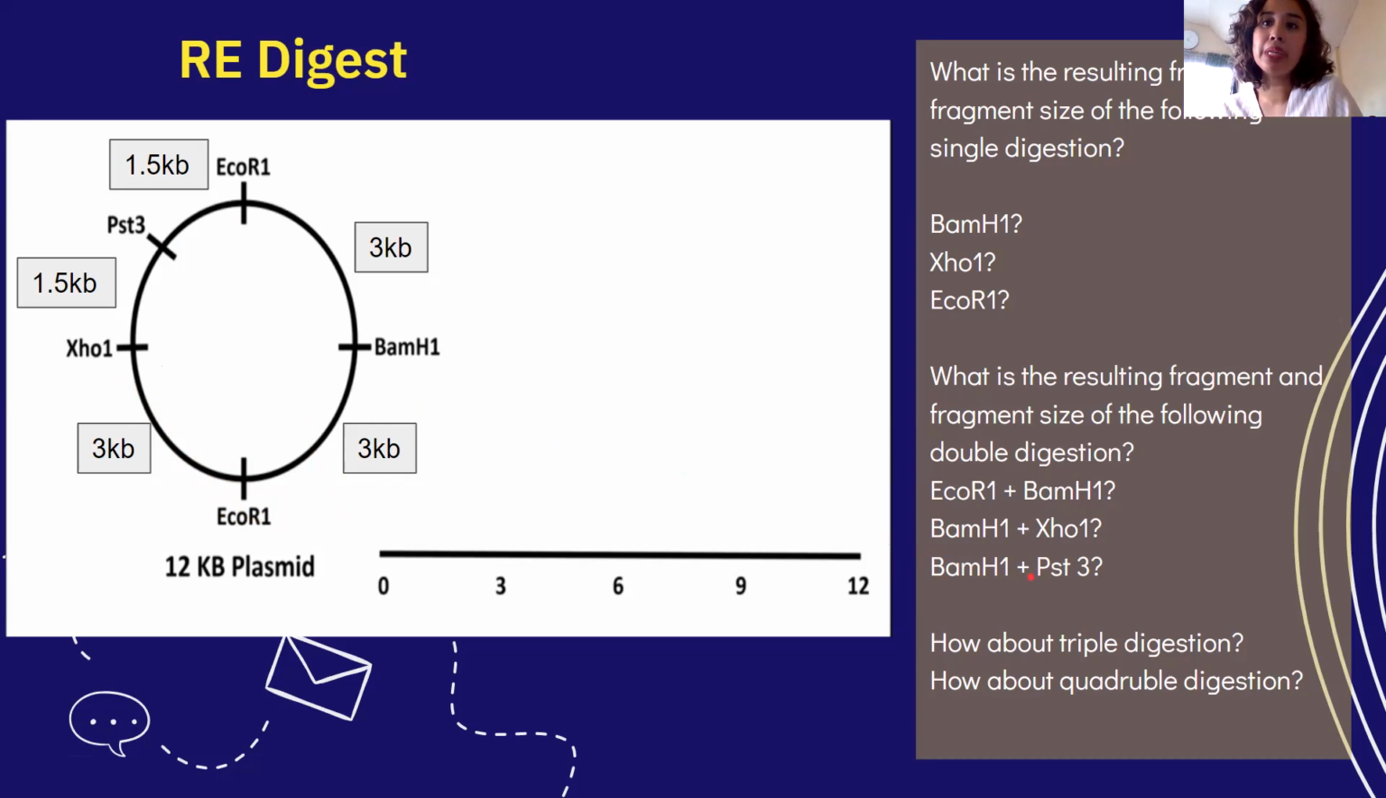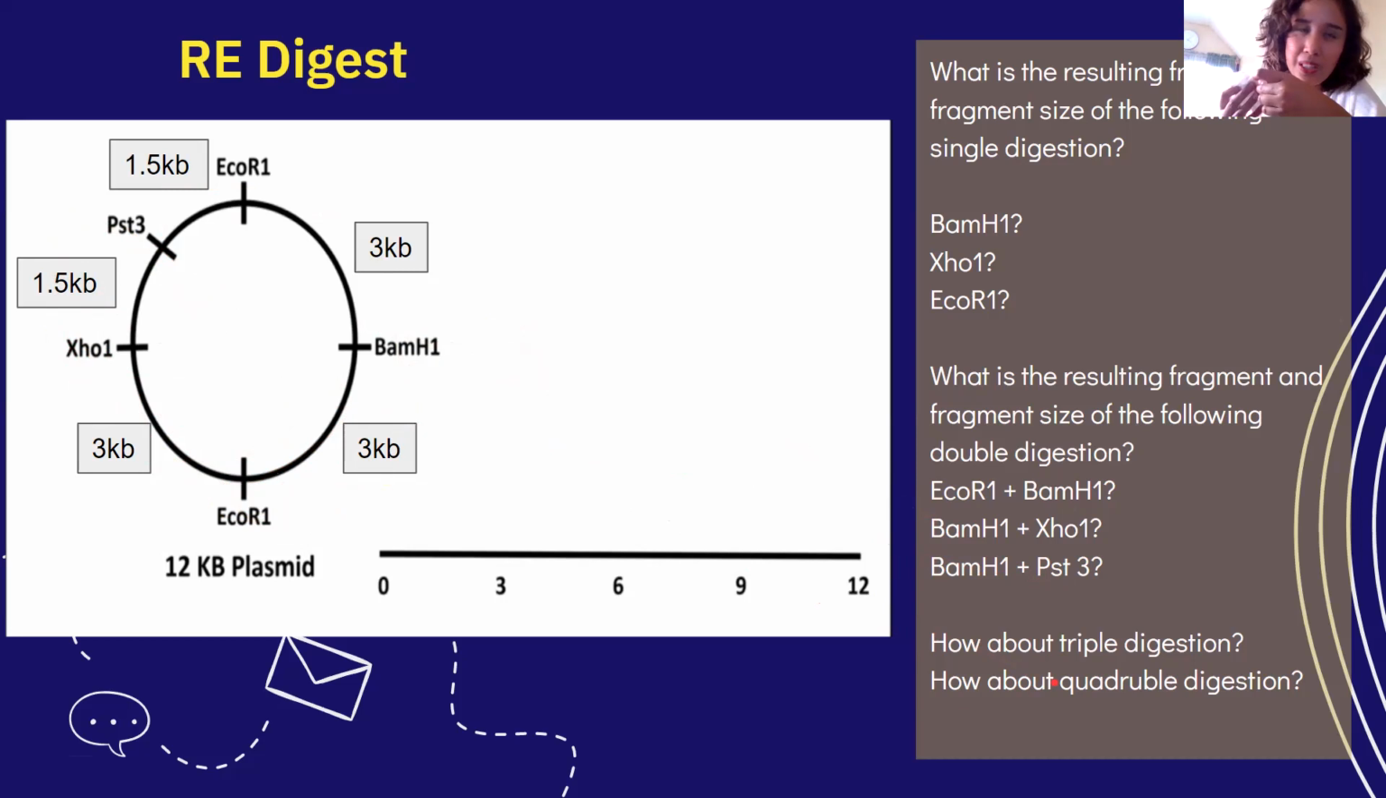BamHI plus PstI naman. So, pag kinat dito at kinat dito, 1.5 plus 3, 4.5 kb yung isang fragment. 3 plus 3 plus 1.5, 7.5 yung isang fragment. Okay? So, how about pag triple digestion na, tatlong enzyme na?